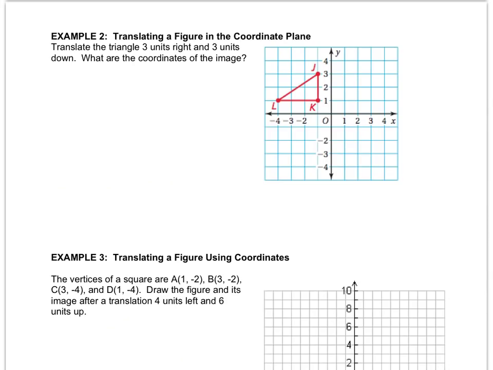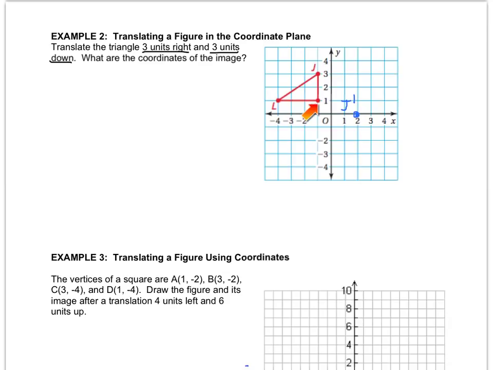Speaking of, let's do it. So we have to translate this triangle that we see right here, 3 to the right and 3 units down. Now, since they give it to us in words, we don't have to do that algebra notation. We can just do it by counting boxes. So I'm going to take each point, and I'm going to go 3 to the right and 3 down, and then this is where I'll put point J. I'm sorry, not J, J prime, because it's the image.